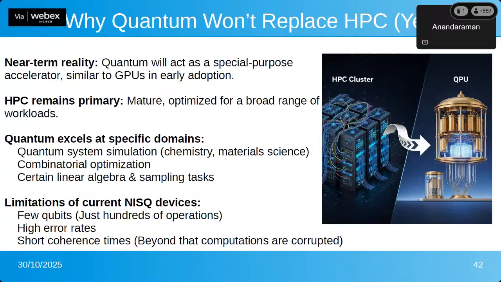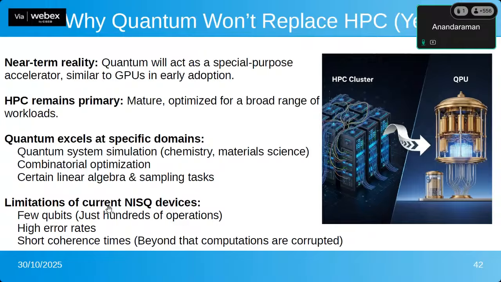So quantum will act as a special purpose accelerator, similar to GPU in early adoption. HPC remains primary and mature beyond that. Whatever quantum computer we have now is a noisy intermediate-scale quantum computer only. It is not a fully fault-tolerant quantum computer, so if it operates for long, the result will not be correct. The result will be corrupted.